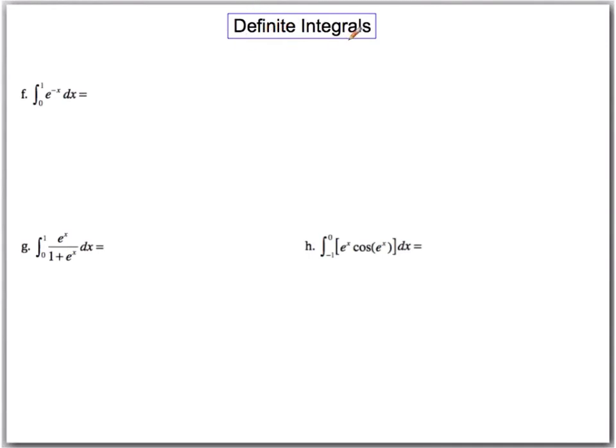Next, we want to find some definite integrals involving exponential functions. So here we have the integral from 0 to 1 of e to the negative x. So the first thing we need to do is find our u, which is negative x, and then our du, which is negative 1. So you can see we're missing a negative 1 here, so we'll put a negative on the outside and a negative on the inside.